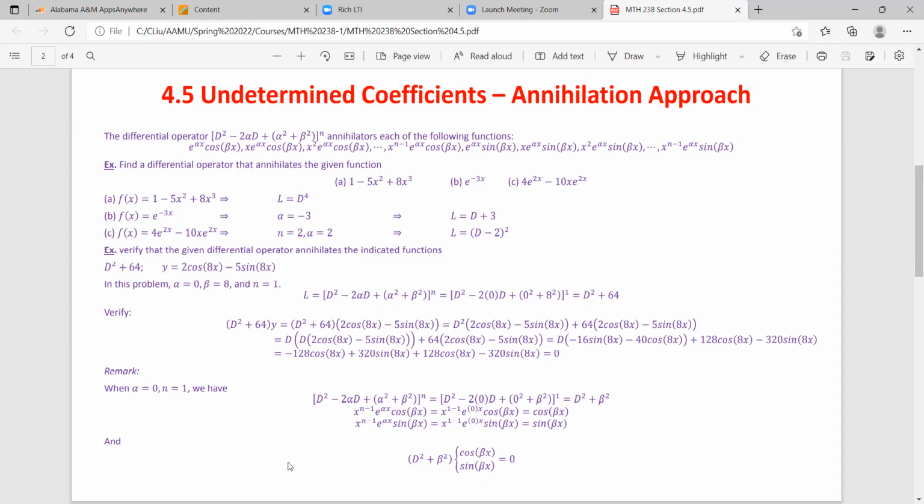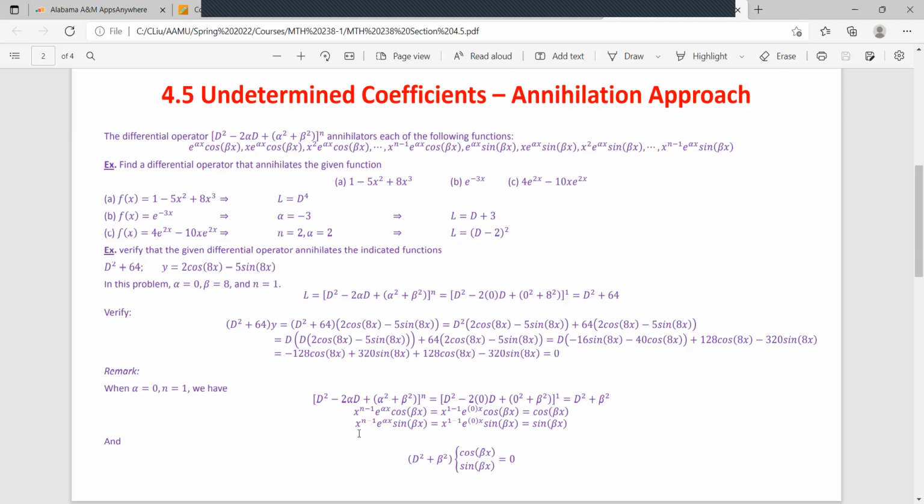Now let's consider the function x to the n minus 1 times e to the alpha x times cosine beta x. When alpha equals 0 and n equals 1, we get x to the 1 minus 1 times e to the 0 times x times cosine beta x. 1 minus 1 is just 0, x to the 0 is just 1, e to the 0x is e to the 0, which is 1 also. So at the end, it just becomes cosine beta x.